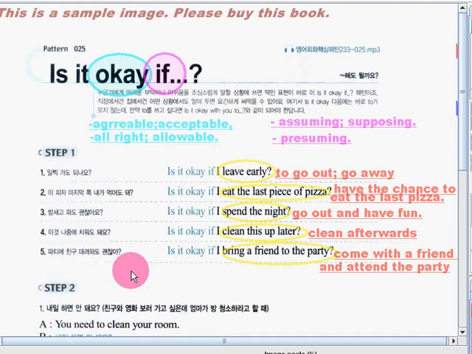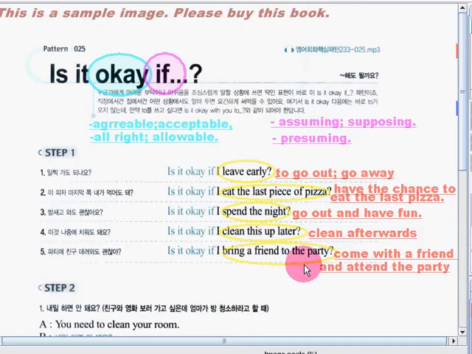Okay, so these are questions. How can you answer these questions? Of course, it is answerable with a yes or no. Now let's have a review and read the sentences again, but please follow me. Is it okay if I leave early? Is it okay if I eat the last piece of pizza? Is it okay if I spend the night? Is it okay if I clean this up later? Is it okay if I bring a friend to the party?